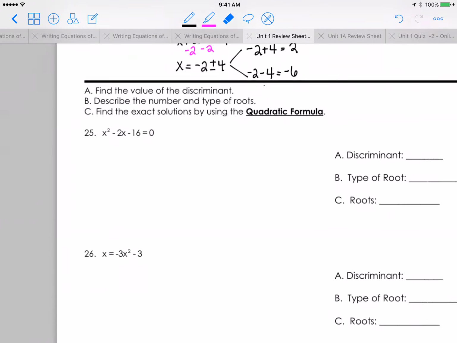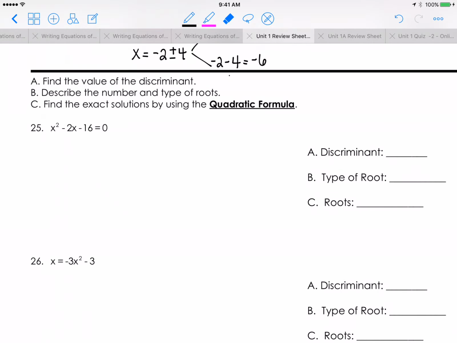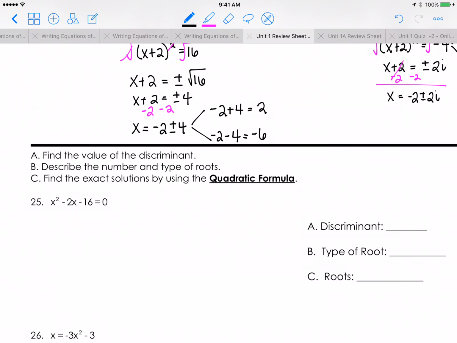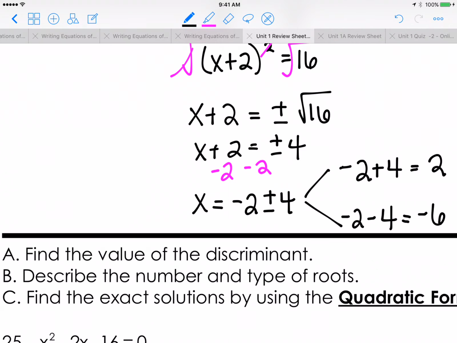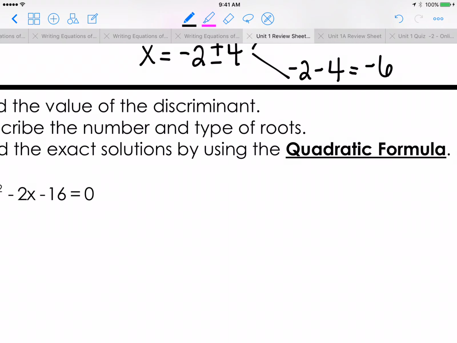Okay, so this part we're going to do the quadratic formula. So the first thing it says, find the value of the discriminant. So that's how we've been working out all of these. We've been finding the discriminant first. And remember, the discriminant is b squared minus 4 times a times c.